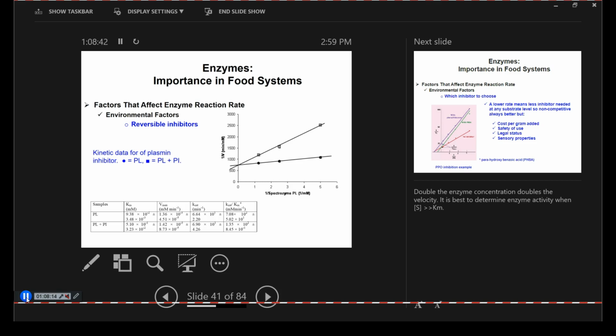0.09 to 0.5. And then the Vmax hardly changed, 1.36, 1.42 times 10 to the -3. So Vmax did not change here. Kcat remained the same, but when we got the efficiency, Kcat divided by Km, you see a tremendous decrease in the efficiency of the enzyme. So from there, we determined that the plasmin inhibitor present in milk is a competitive reversible inhibitor.